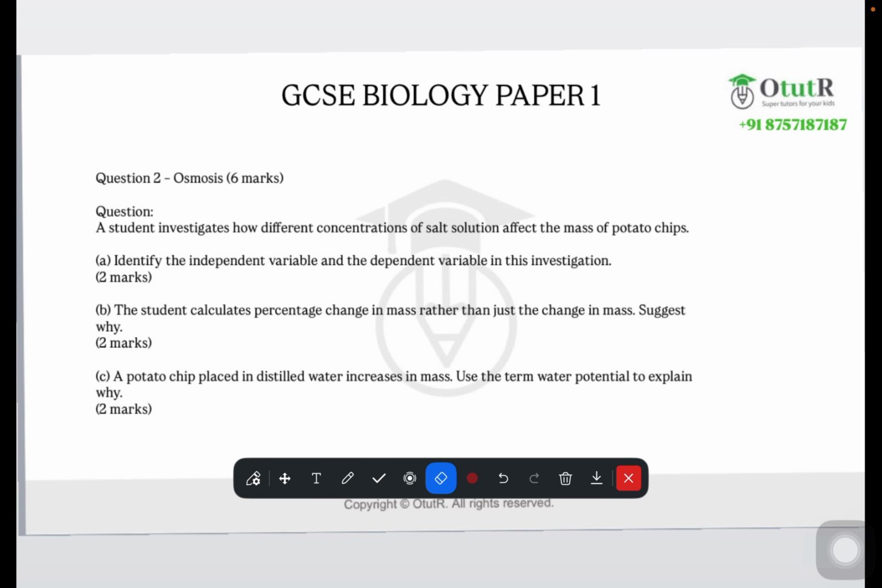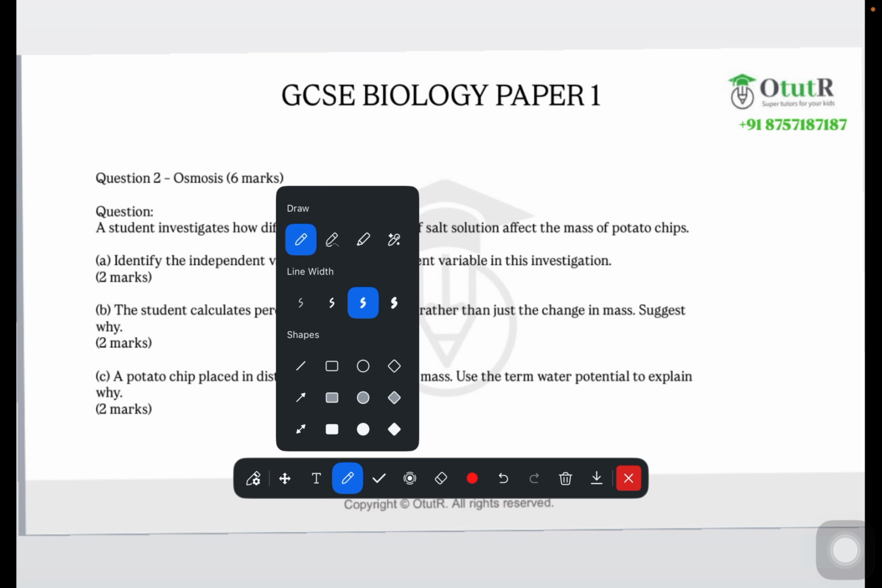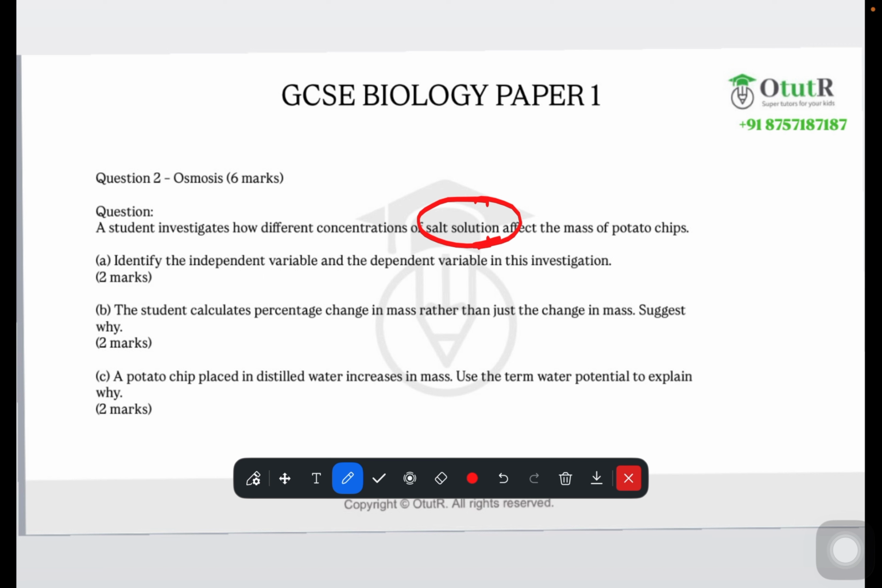Independent variable is the salt solution because the question is asking how different concentration of salt solutions affects the mass of potato chips. So the change or the dependent variable will be seen in mass of potato chips. Next question. The student calculates percentage change in mass rather than just the change in mass. Suggest why. Again, it's a 2-mark question, so the answer must include 2 valid points.